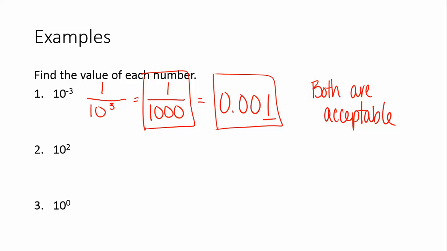Number 2, we have 10 squared. Most of you know that 10 squared is 10 times 10, or 100. Next, we have 10 to the 0 power. Remember from the previous lesson that anything to the 0 power is 1.